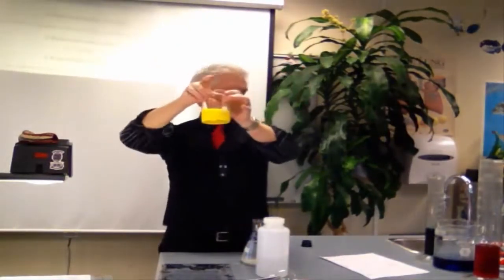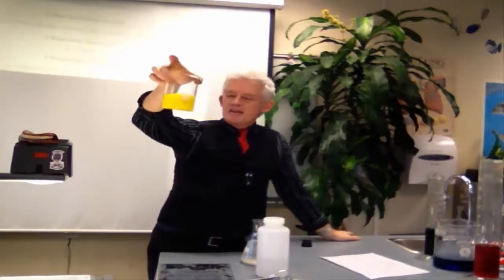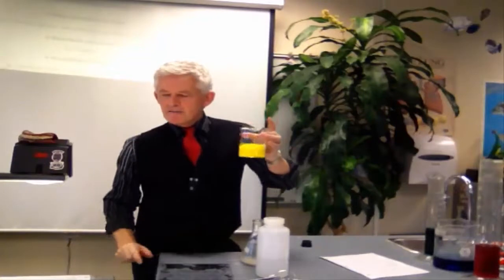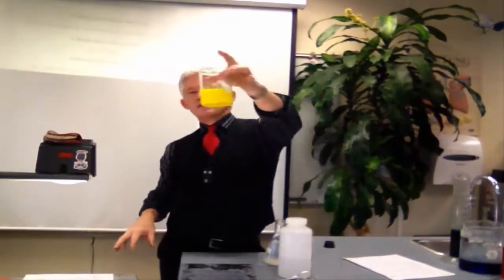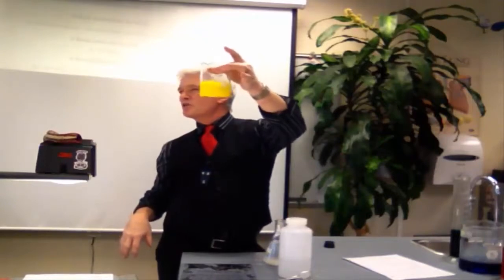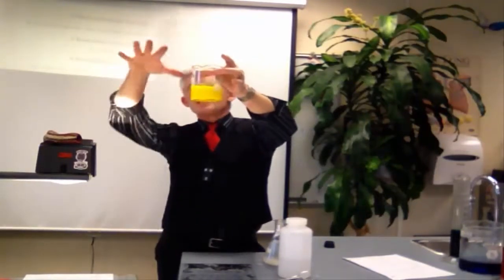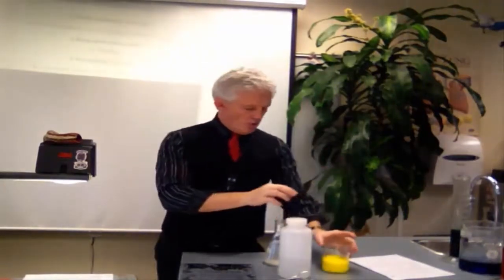So, the compound that makes it yellow, people, is the lead iodide and potassium nitrate. Basically, you could paint the yellow lines on the road with this stuff. This is cool. This is actually a suspension. If it settles out, it'll actually go clear on the top and yellow mud on the bottom.